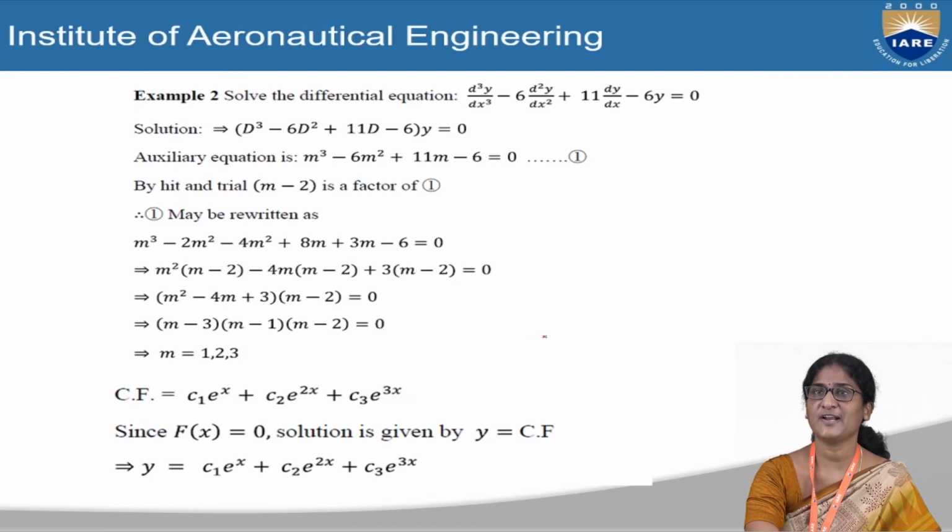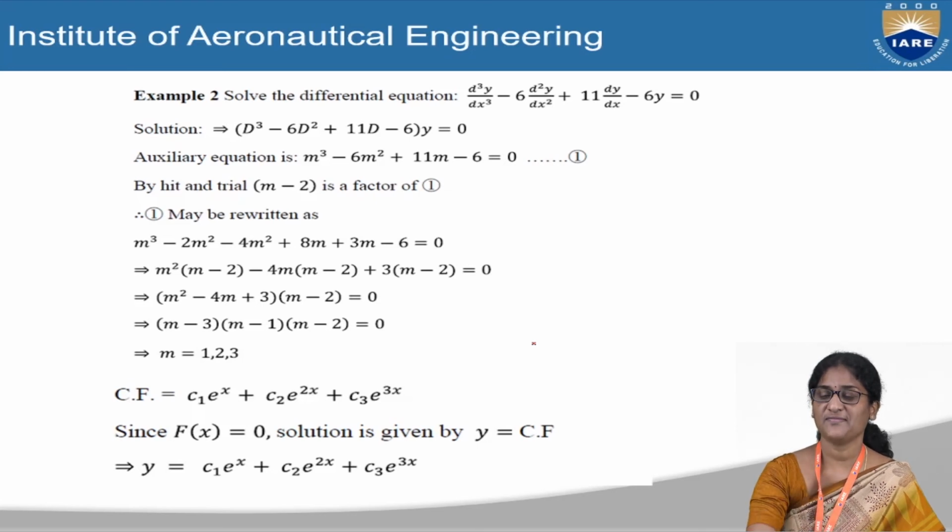d cube y by dx cube minus 6 d square y by dx square plus 11 dy by dx minus 6y is equal to 0. The order of the given differential equation is 3, the highest derivative appearing. We have four terms here, and among the three derivative terms, the highest order is 3.